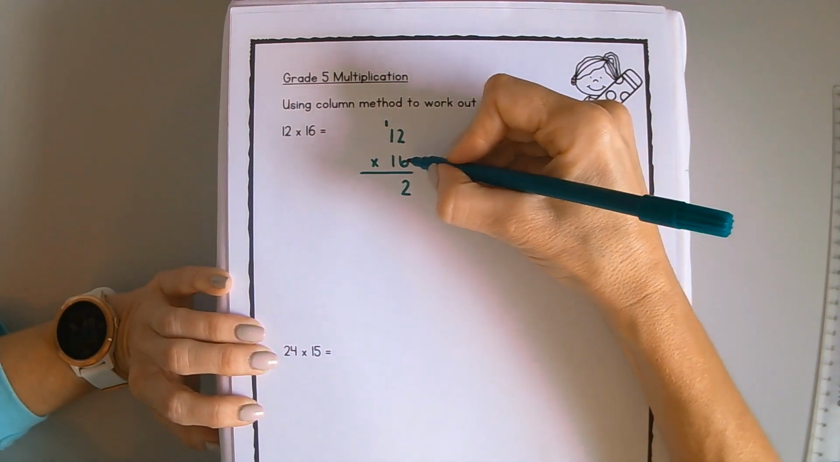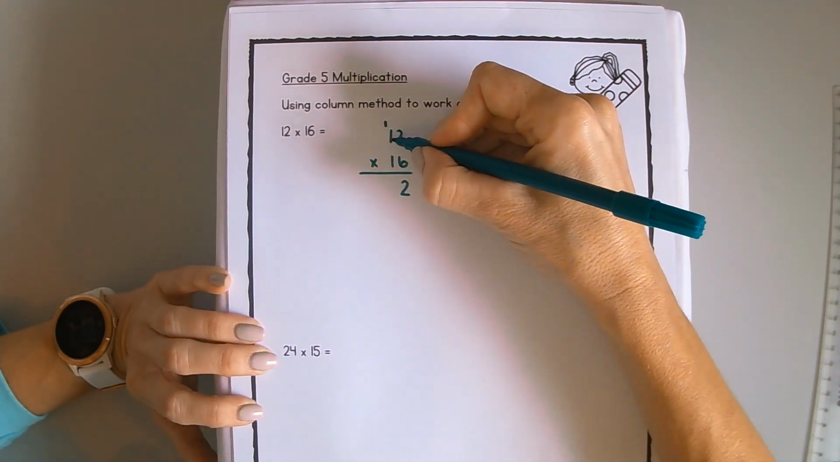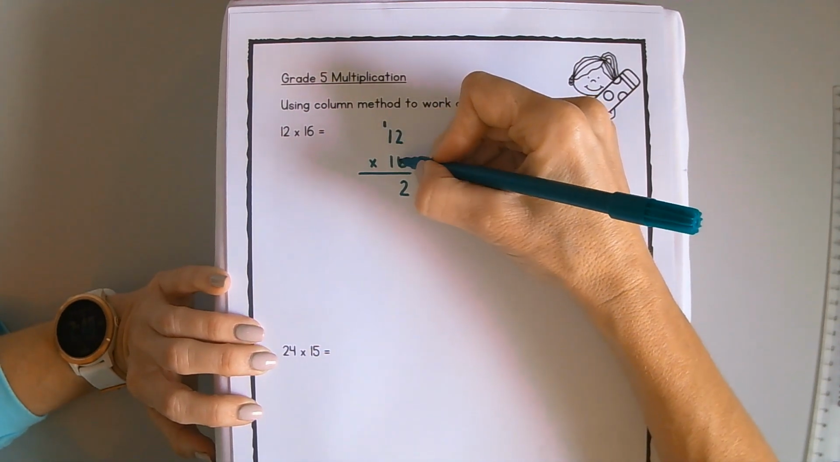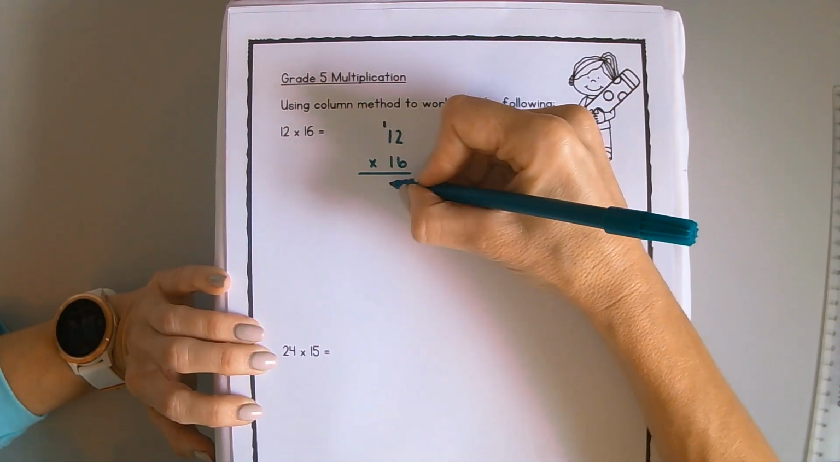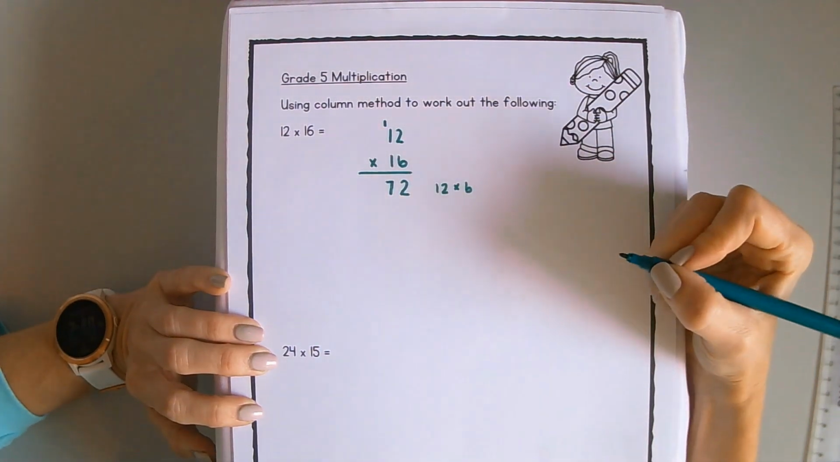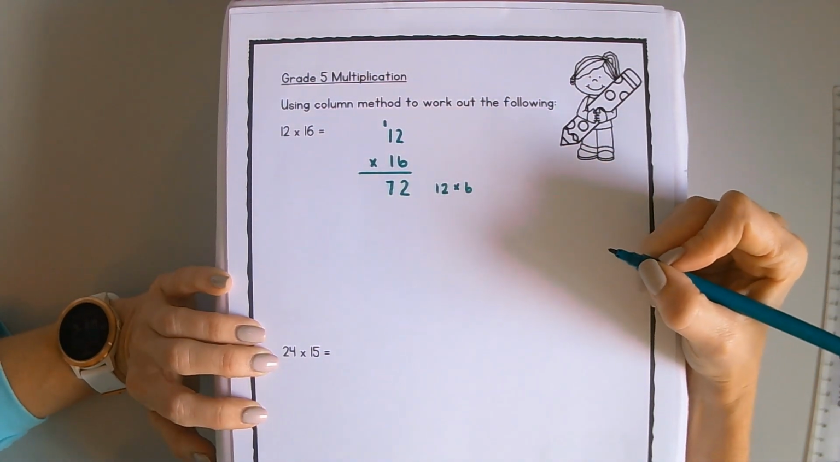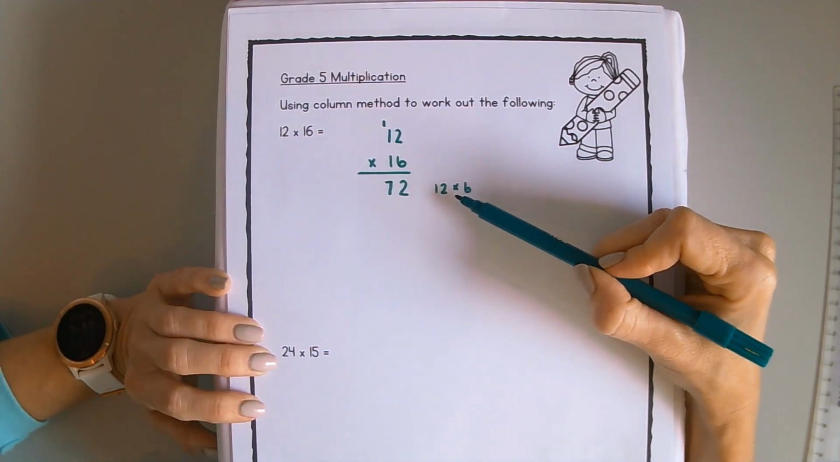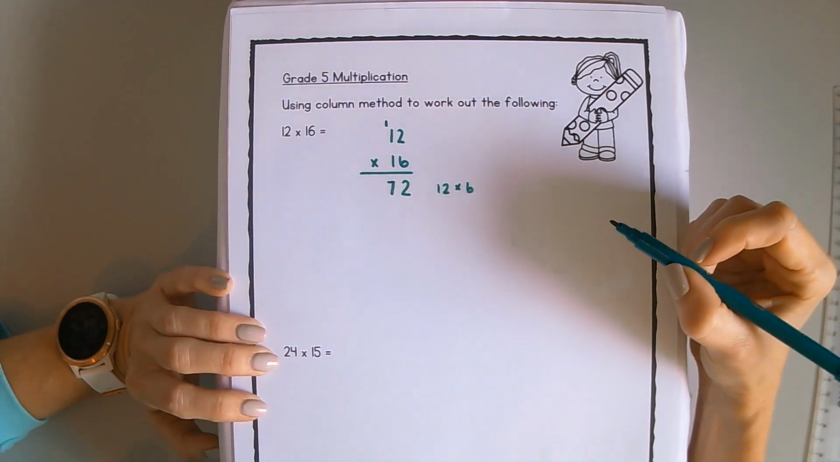Now we're going to do 6 times 1 is 6, and I want you to add the little number at the top that you put there. So 6 times 1 is 6, plus 1 is 7, so we get 72. So far we've got 12 times 6 is 72. And that is correct. If you know your times tables, 12 times 6 is definitely 72.